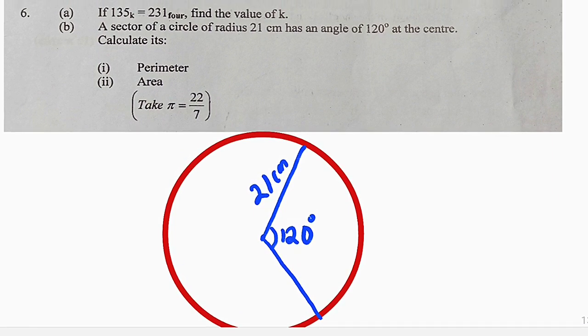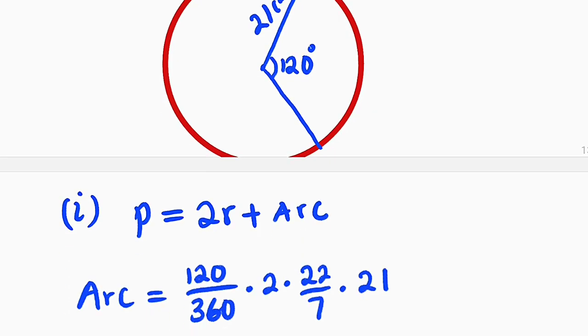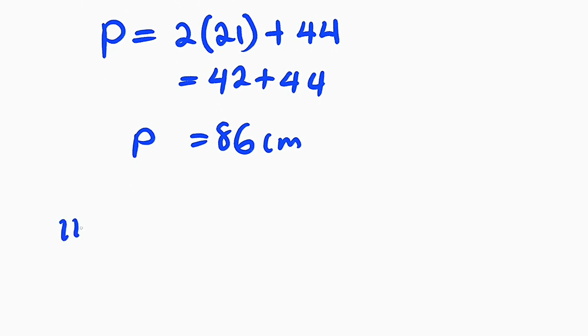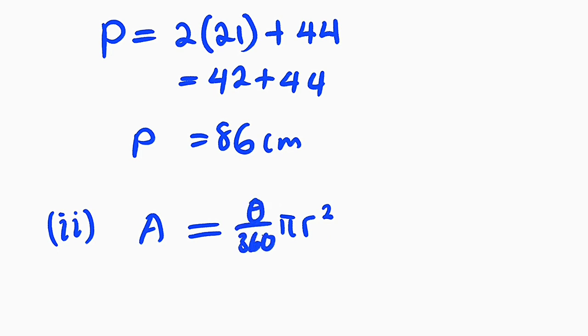Roman 2, we're asked to find the area of that sector. Remember that the area of a circle is what? Pi r squared. But this is just a portion of a circle. Therefore, we have to take theta out of 360.